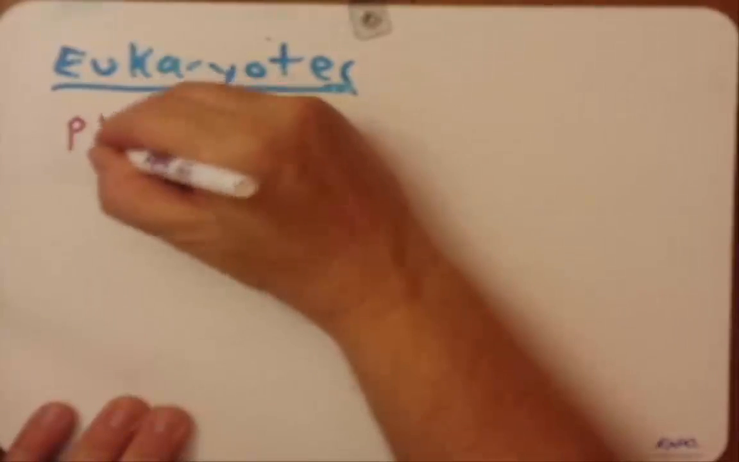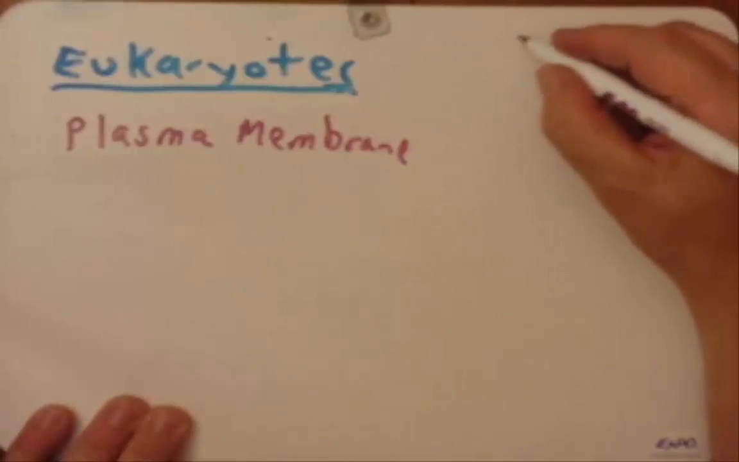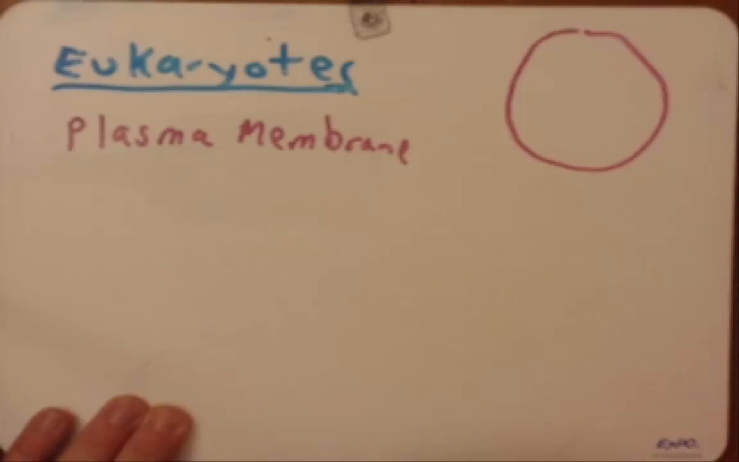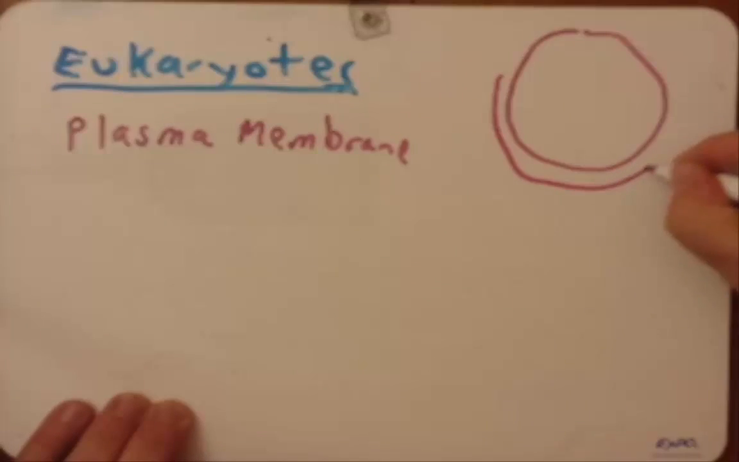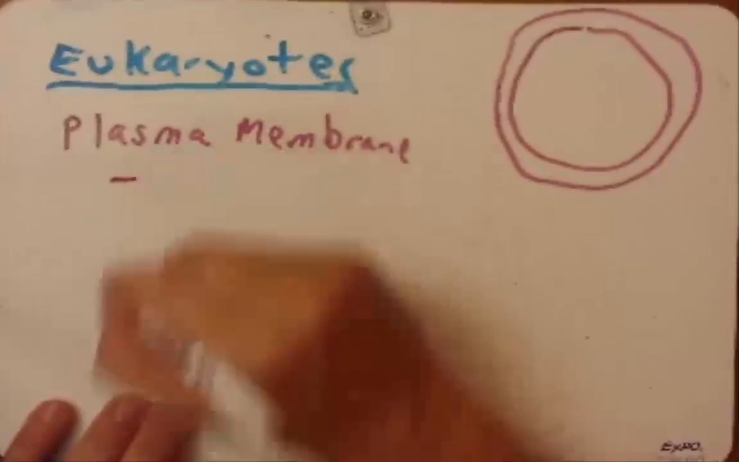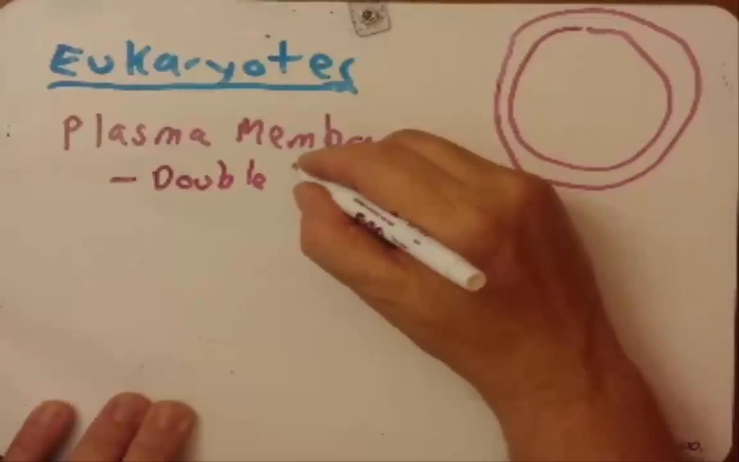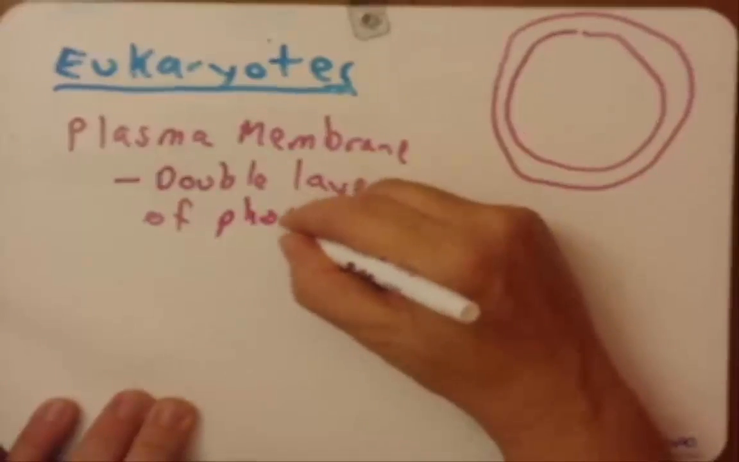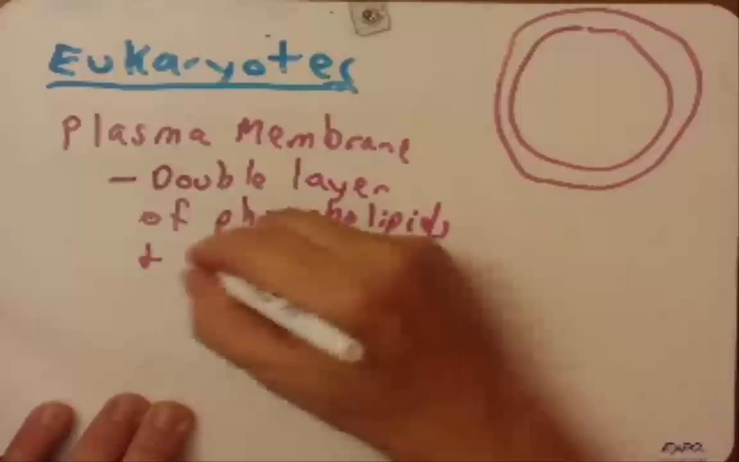So let's talk about the plasma membrane. If we were to draw a cell, we could draw it like this. The plasma membrane is on the outside. I'm going to draw it sort of like this. And that's because the plasma membrane is a double layer of phospholipids and other molecules.